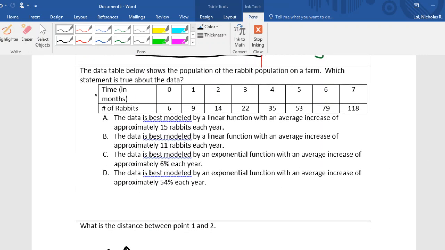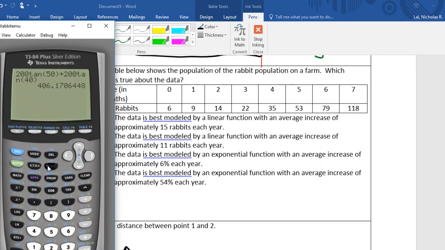All right. The table below shows the rabbit population on the farm. Which statement is true about the data? So first we have to enter this data into our calculator. Stat, edit. L1 is 0, 1, 2, 3, 4, 5, 6, 7.